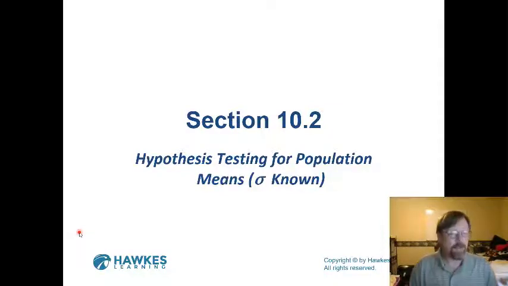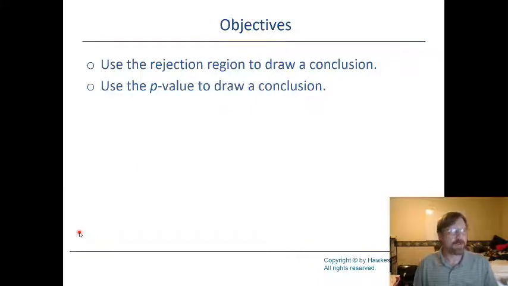Okay, so let's move on. We talked a little bit about the basics for hypothesis testing, so let's now get into some of the details. Let's talk about hypothesis testing for population means when you know the population standard deviation. We're going to use a rejection region to draw a conclusion.